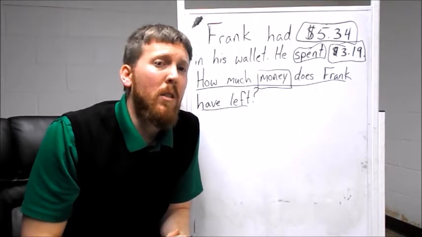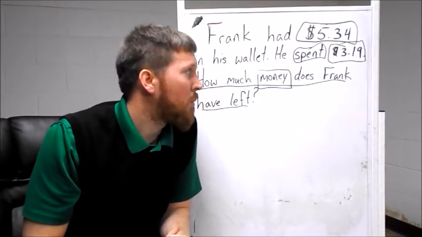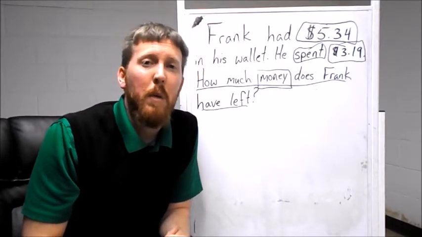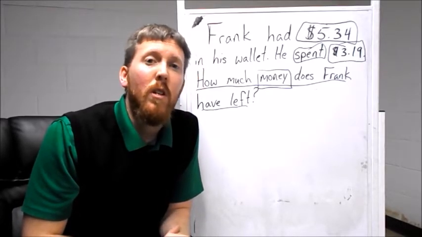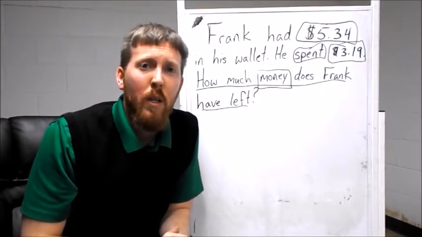So what you have to do is take the amount of money that Frank started with and subtract the amount of money he spent, and that should give you your difference, or your value of money. Math is pretty easy today.